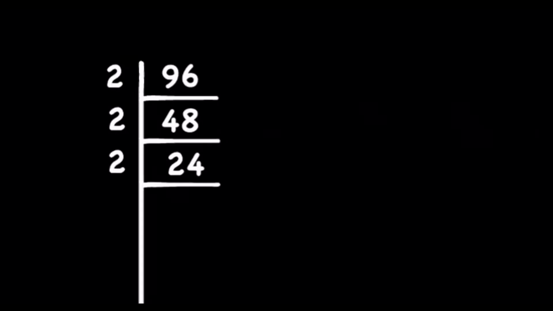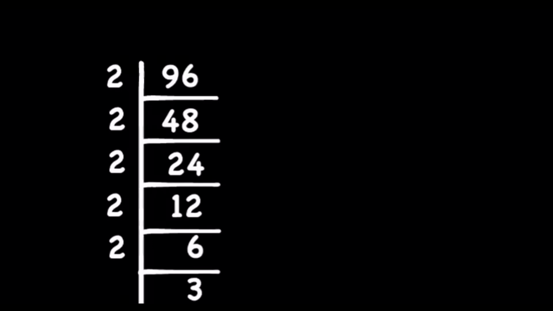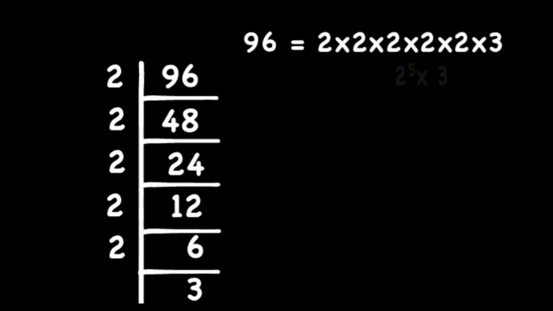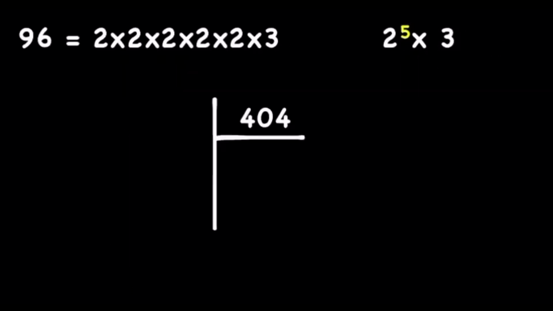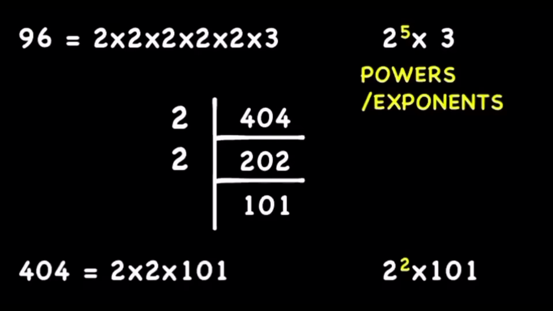So let's take an example, 96. We start with the smallest prime number possible, that is 2. So 96 by 2 gives 48, 48 by 2 is 24, 24 by 2 is 12, 12 by 2 is 6, 6 by 2 is 3. So we could write 96 as 2, 5 times, that is 2 into 2 into 2 into 2 into 2 into 3. When we combine the 2's together, 2 five times we could write as 2 raised to 5 into 3. Now 404. 404 by 2 is 202, 202 by 2 is 101. So we could write 404 as 2 into 2 into 101. Combining the 2's, we have 2 square into 101.